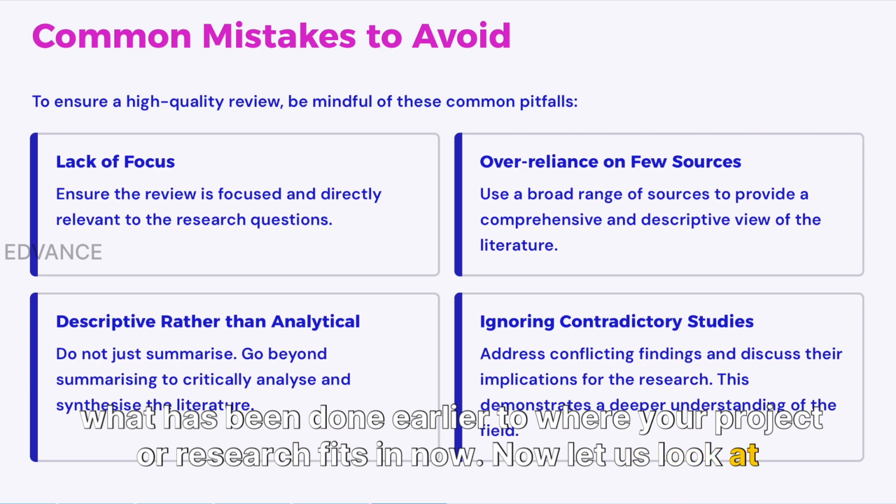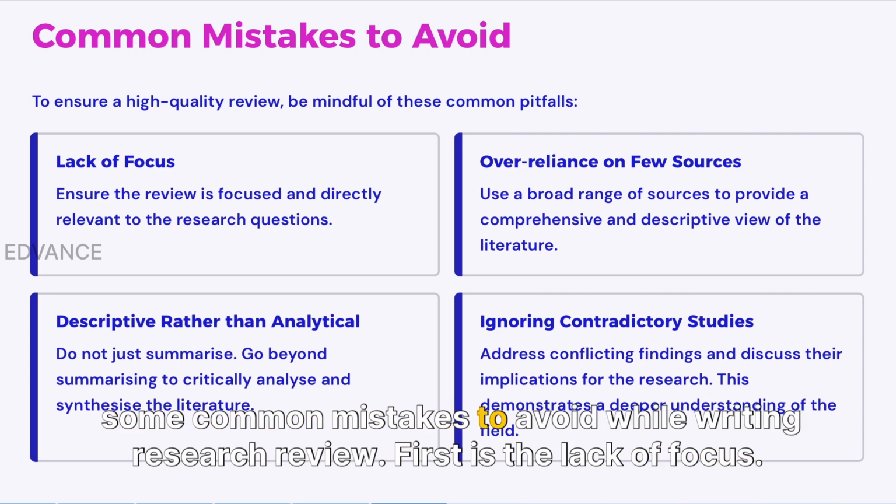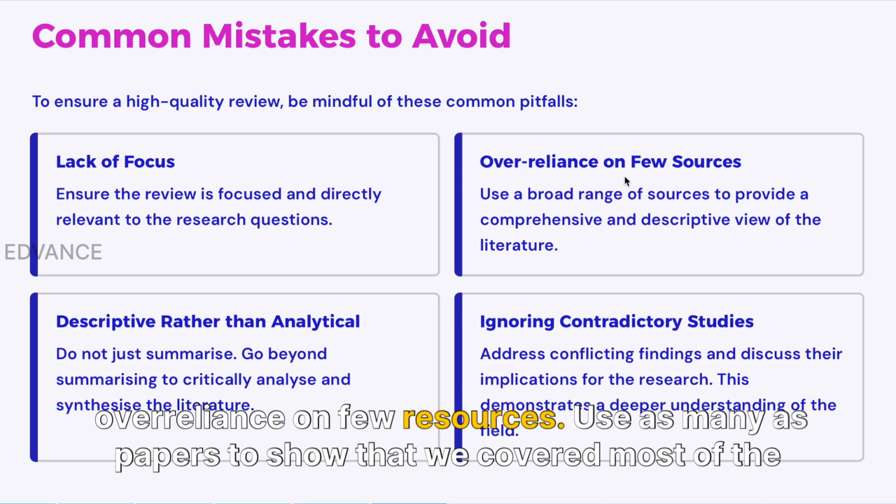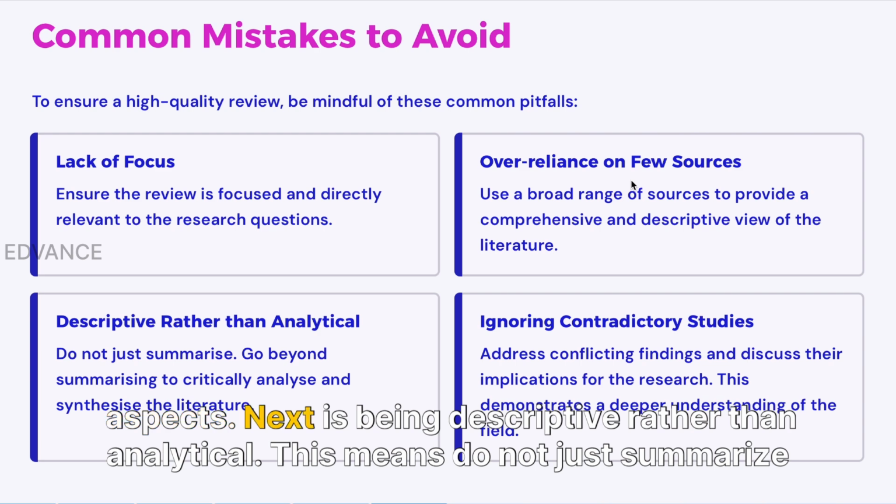Now let's look at some common mistakes to avoid while writing a research review. First is the lack of focus. Don't include irrelevant studies. Keep it around your research questions. Next is over reliance on few resources. Use as many papers as possible to show that we covered most of the aspects.